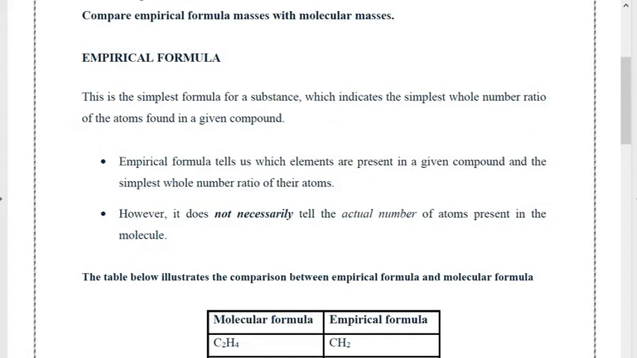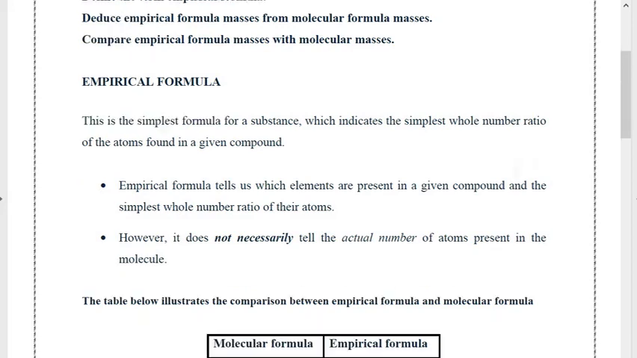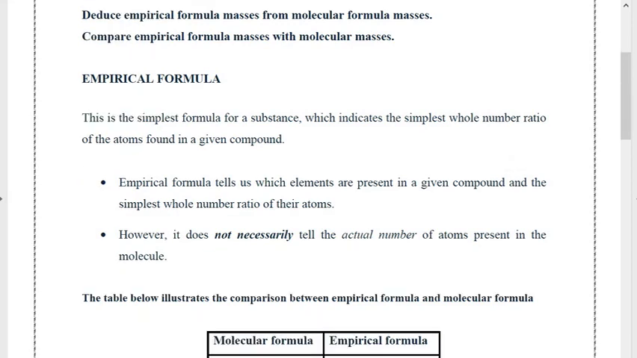Let's say there is a compound known as hydrogen peroxide, which has the formula H2O2. You can see that it has two hydrogens and two oxygens, which means that if you were asked to write it in its simplest whole number ratio, you just divide both the hydrogen and the oxygen by 2, and it will end up being H1O1, which is just HO. But effectively, it's H2O2.